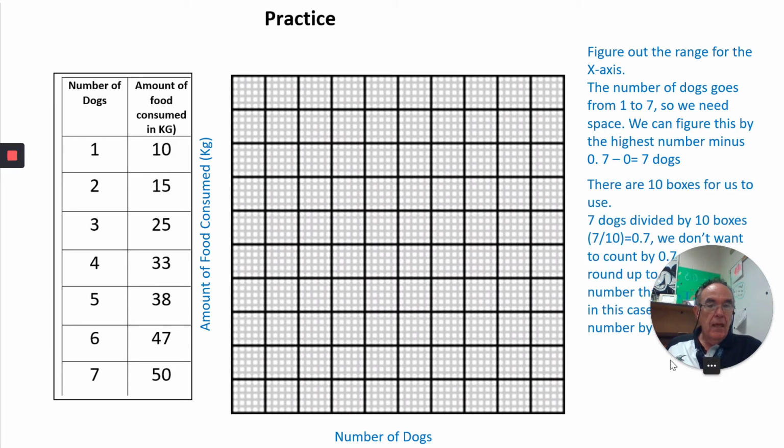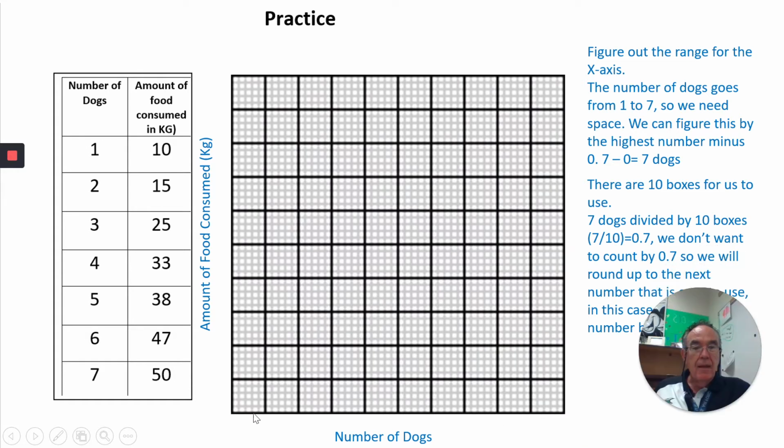Okay, so we have 10 boxes. And if we take 7 dogs divided by 10 boxes, that means each box, if we use them all, we could count by 0.7. We don't want to count by 0.7. So we're going to round up to the next number that makes sense. The next number up from 0.7 is 1. So we're going to count by 1. 0, 1, 2, 3, 4, 5, 6, 7 dogs.